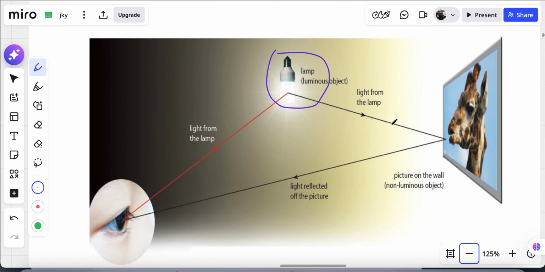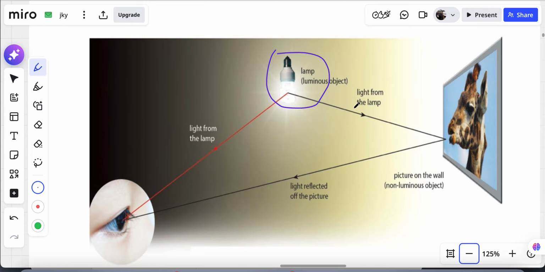But the ones like the moon do not make their own light. The moon reflects the light that it gets from the sun to the earth. Okay, like this object on the wall is not producing its own light, but it can reflect the light that comes to your eyes. Then you're able to see. So you can see this ray is the reflected ray, and this ray is the incident ray.